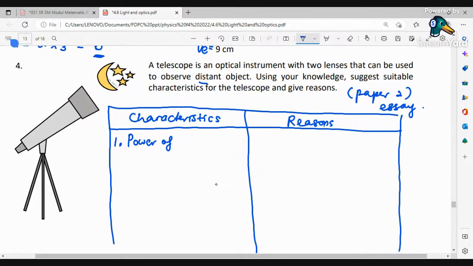Okay, ini adalah teleskop. Teleskop, fE more than fO... and then fO more than fE. Okay, first maybe you bincang tentang power. Second, focal length pun boleh. Okay.